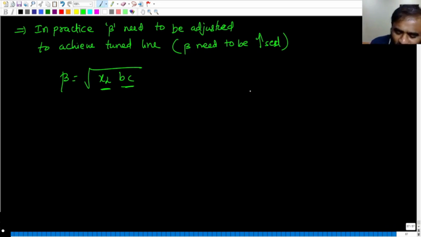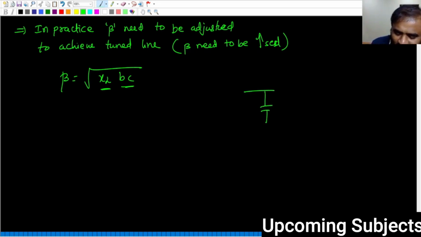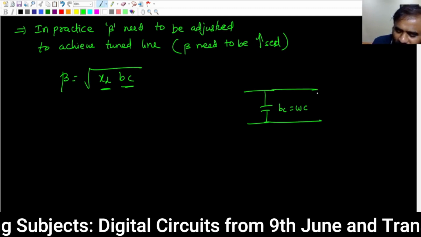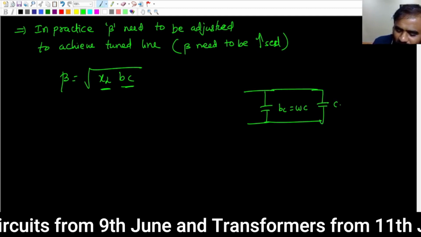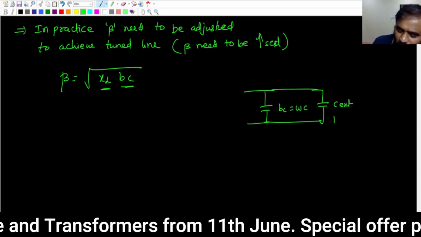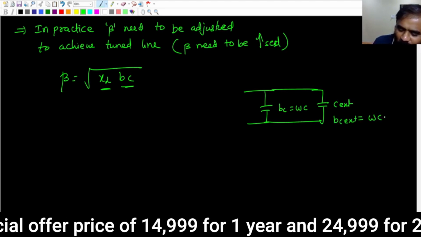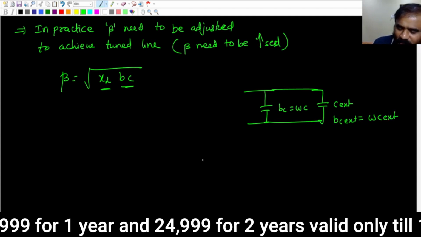If you want to increase the bc, already we have the capacitance of the line. bc equal to omega c. Now I need to connect one external capacitor, for example, C external, whose BC external is omega into C external, if I connect a shunt capacitor.